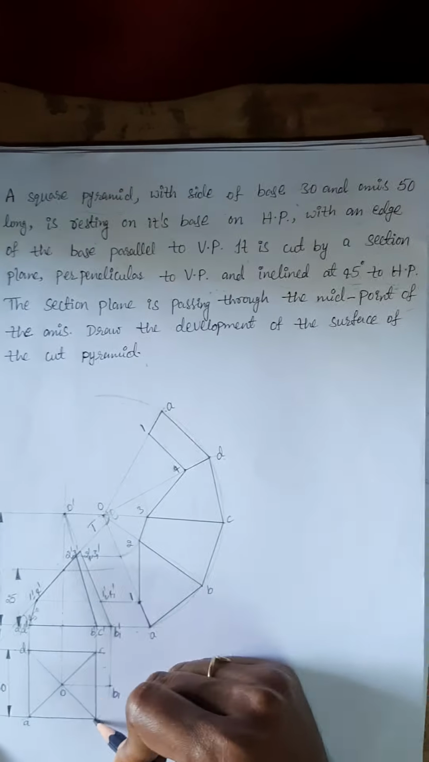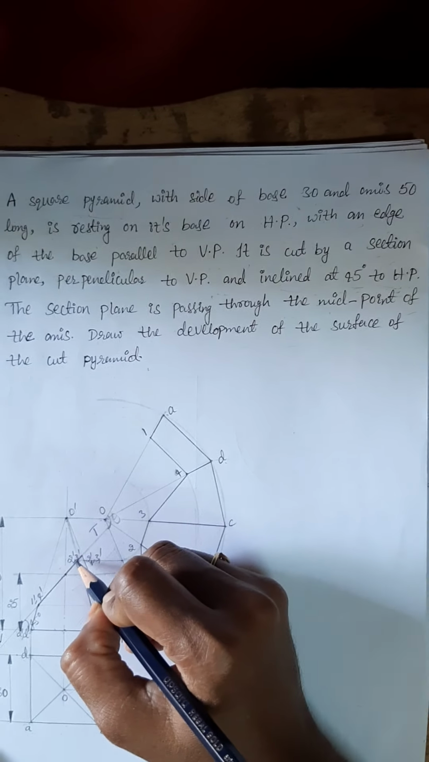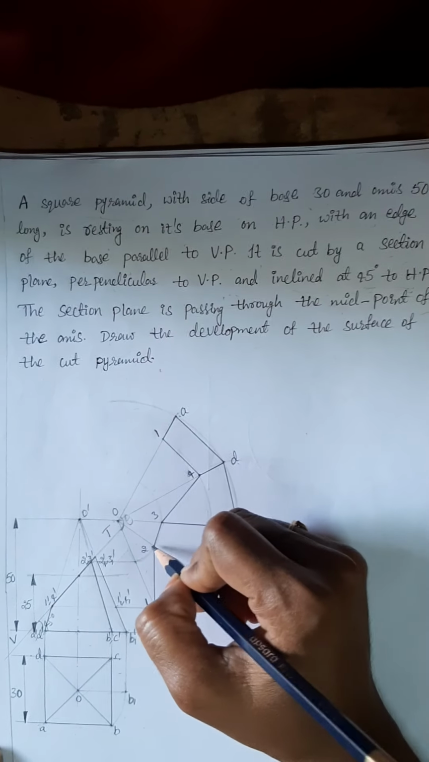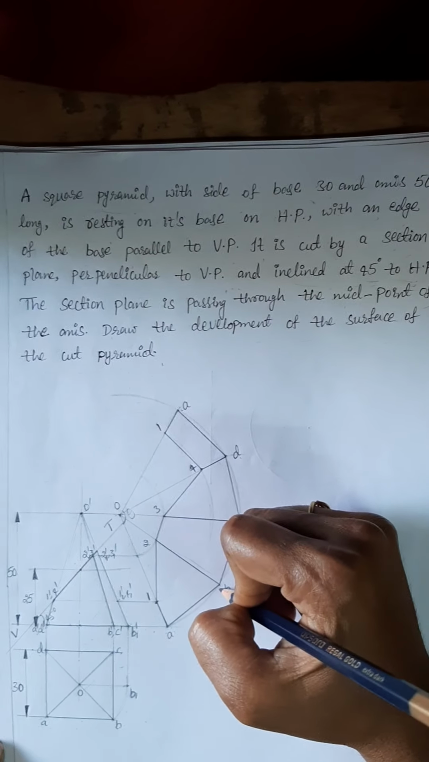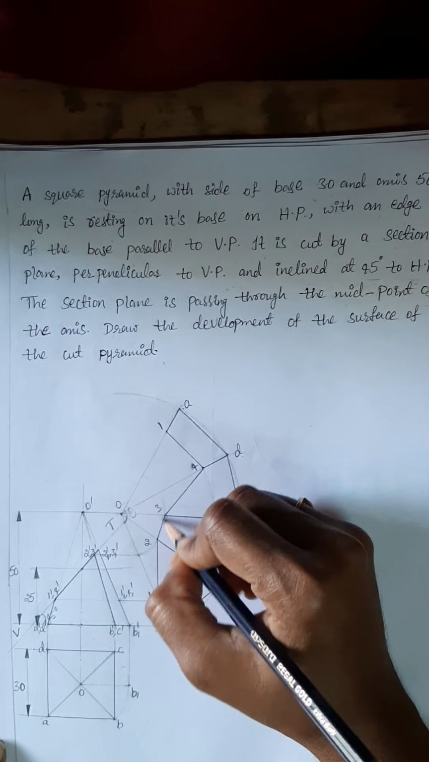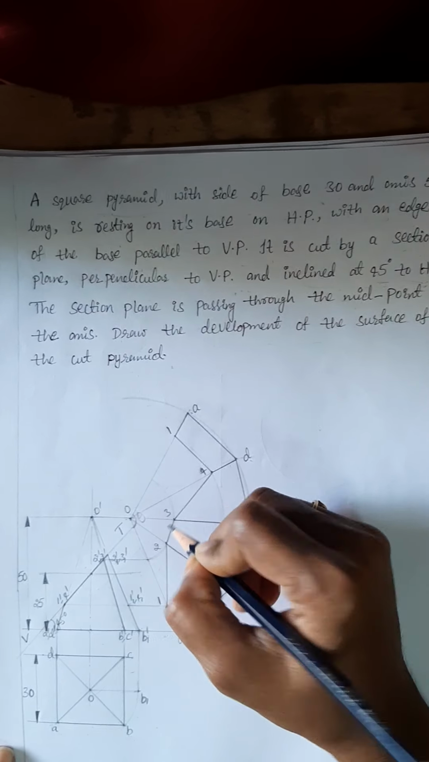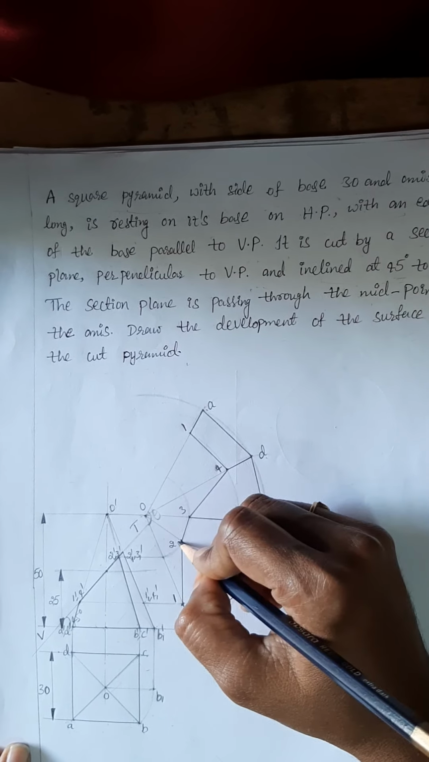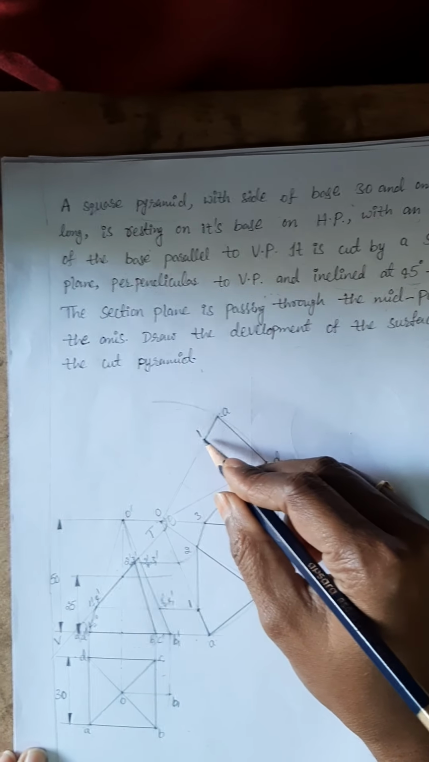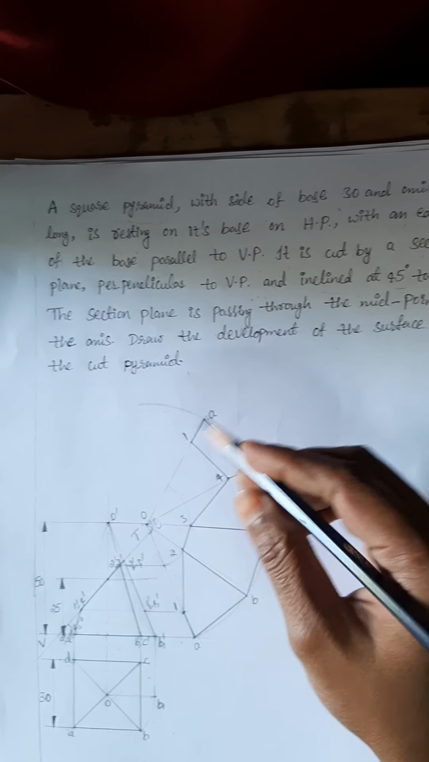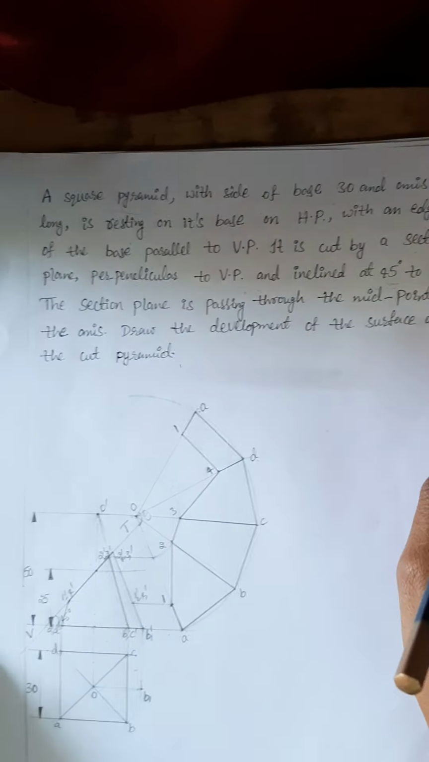Next it cuts the BC generator. The points are 2 prime, 3 prime. This is the OB generator. The arc will pass, right? This is point 2 and point 3. Then join 1, 2, 3, 4 to 1, right? This is the total development of the square pyramid.